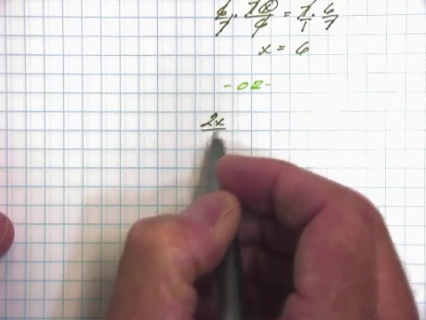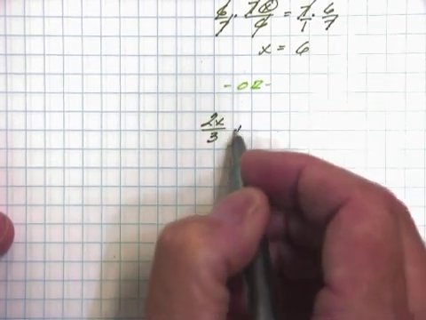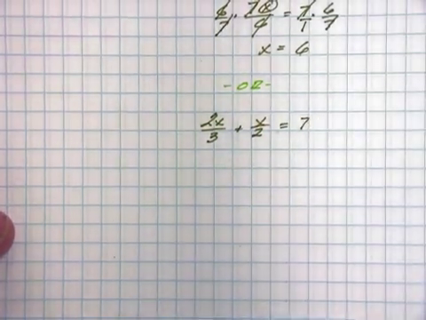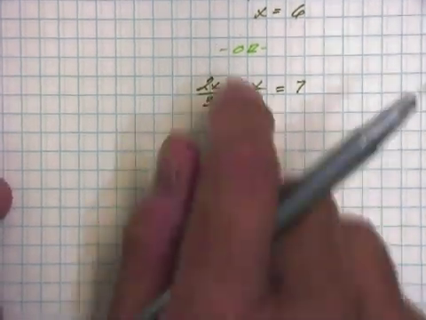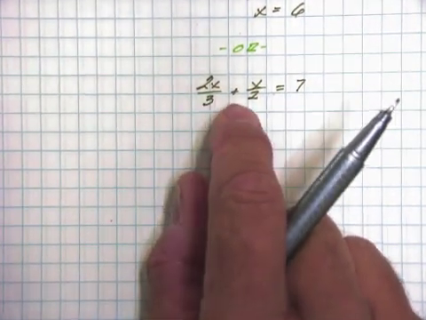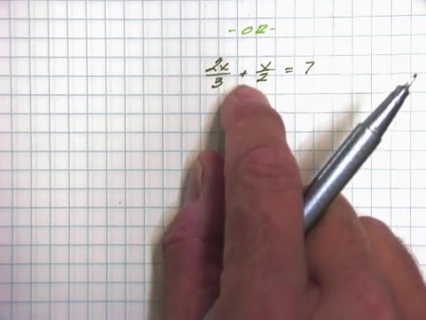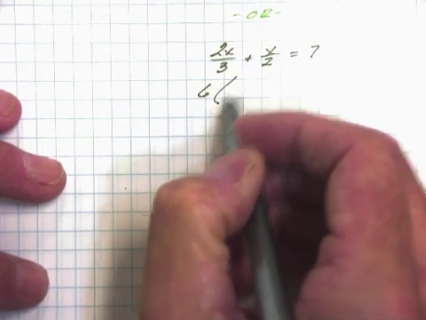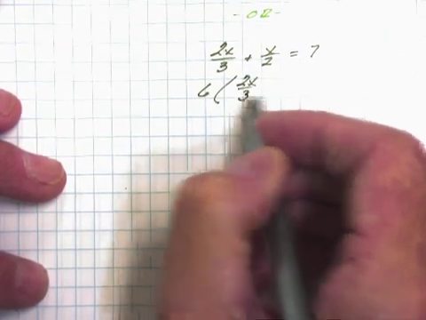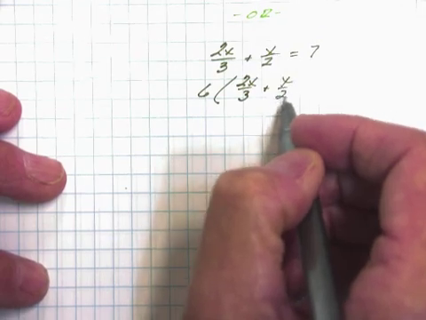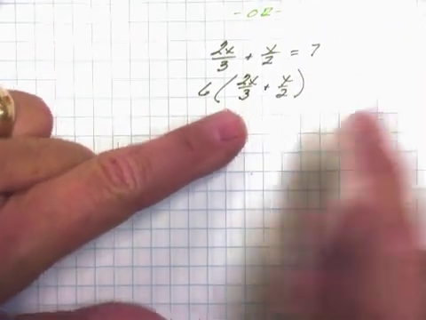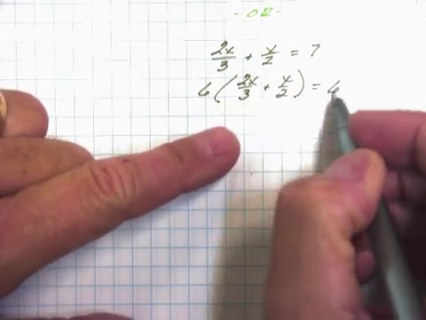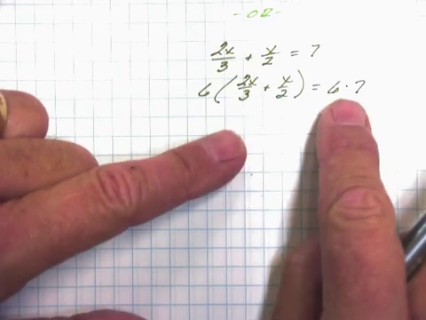There is another way to do this, so I'm going to put "or" in here. And I'll write the original problem again. I've got 2x over 3 plus x over 2 equals 7. Now, what if I could get rid of the fractions all at the same time? My common denominator is 6. So what I'm going to do in this problem is multiply both sides by 6. So I've got 6 times 2x over 3 plus x over 2.